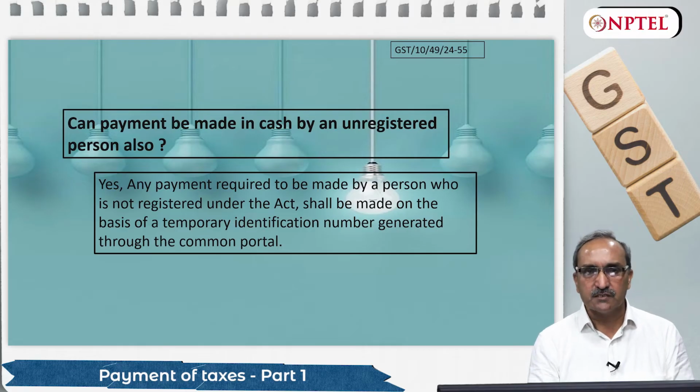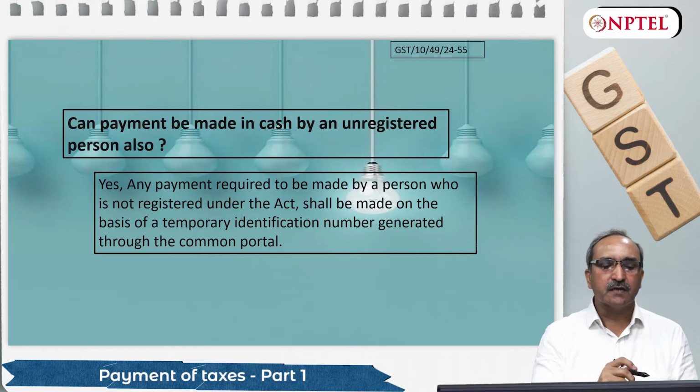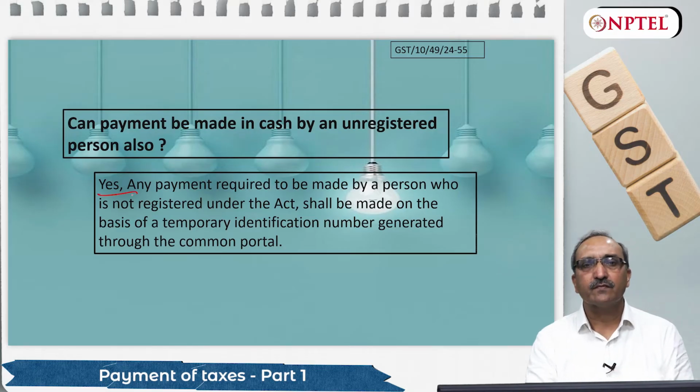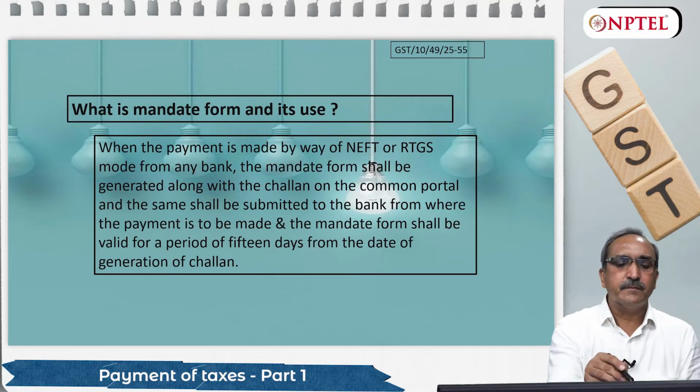So the provision is there. If any person who doesn't have any GST number, who is not registered under GST, but has a liability because of some other reasons, he can pay tax to the government in cash. Now there is one concept, mandate form.